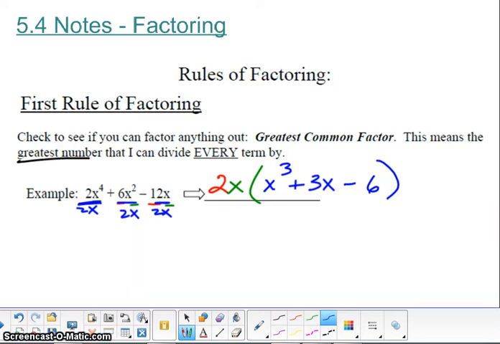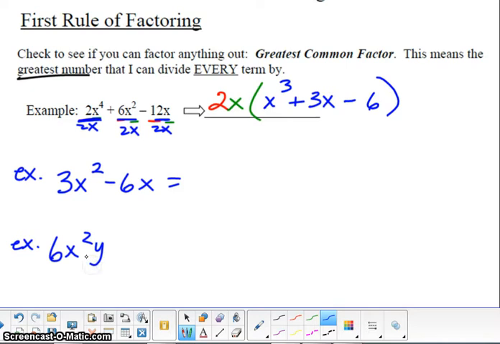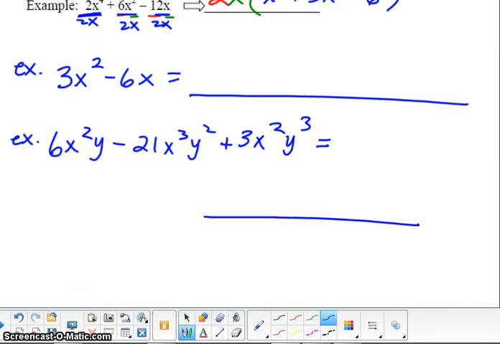Now, I also want you to practice a couple, and then we'll discuss them in class. The first one I want you to do is 3x squared minus 6x. Take out the greatest common factor of that one. And then the second one is 6x squared y minus 21x cubed y squared. And then 3x squared y cubed. Go ahead and take the greatest common factor out of each one of them, and then we'll discuss them tomorrow.